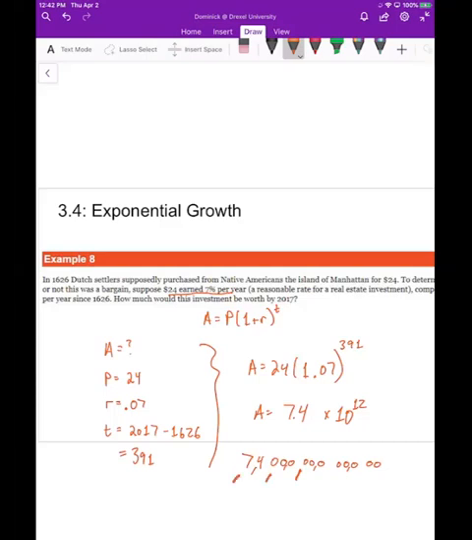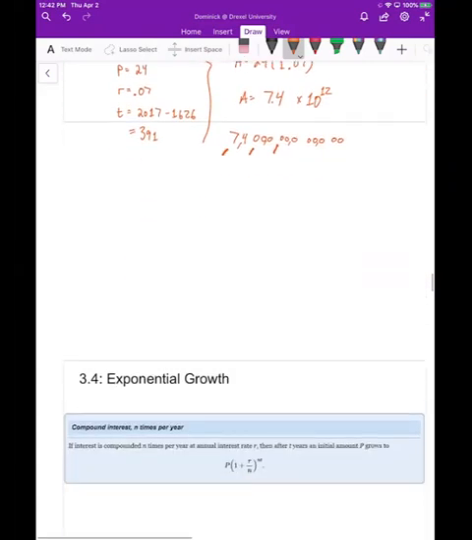So we're assuming that this $24 after 391 years would grow to $7,400,000,000,000, right? So you could look up how much the island of Manhattan is worth today and see whether or not that's a bargain. But that's sort of an interesting problem.